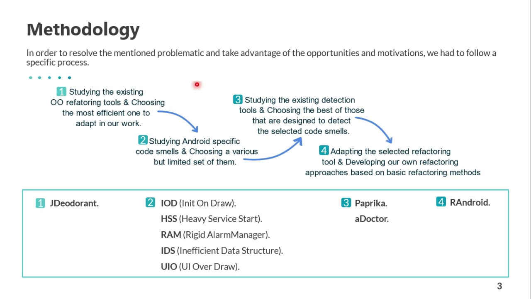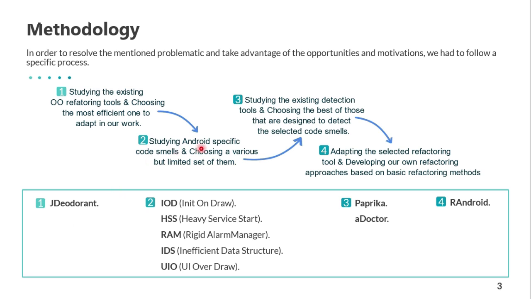In order to resolve this problematic, we had to determine and follow a specific process, starting by exploiting the progress made in object-oriented refactoring tools by selecting the most effective tool with the aim to adapt it to refactor Android-specific code smells. We studied the existing tools and the empirical studies that compare between them, like the one done by Fontana. We also made our own study comparing between two object-oriented refactoring tools. In the end, the tool that we chose for our work is JDeodorant because compared to the other tools, it has shown better results in addition to the fact that it is open source, which makes it possible for us to adapt its code for our work.